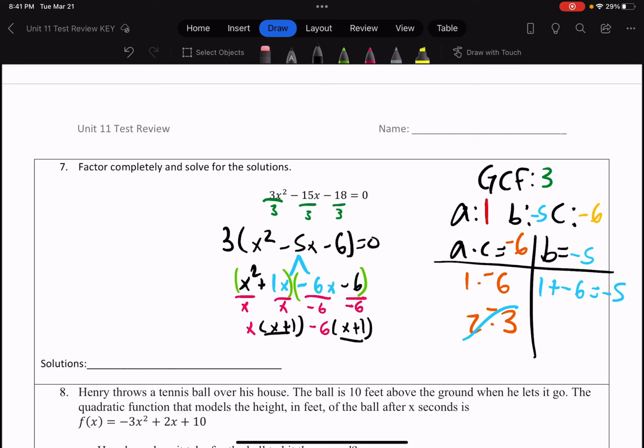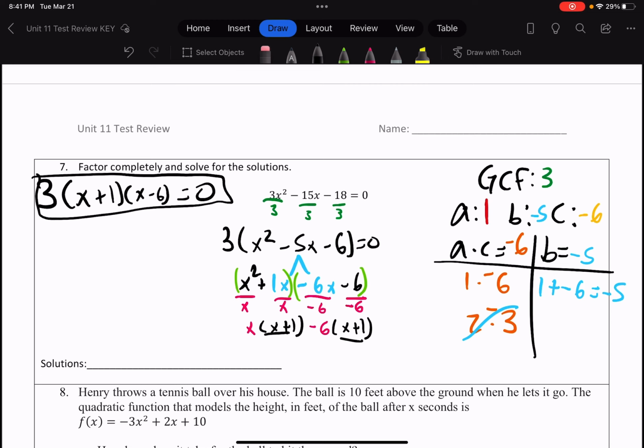So now I'm going to go to the left-hand side here and write out my factored version, but I've got to start off with my greatest common factor of 3. Then I know it's going to be multiplied by x plus 1 times x minus 6. But guys, it didn't say just to factor completely. It said to solve. So if I said just factor completely, you could stop there. But I also want you to solve for the solutions.